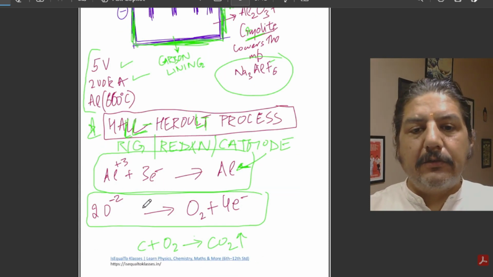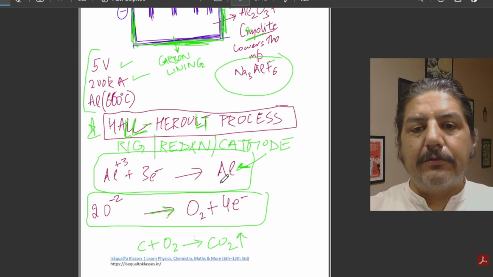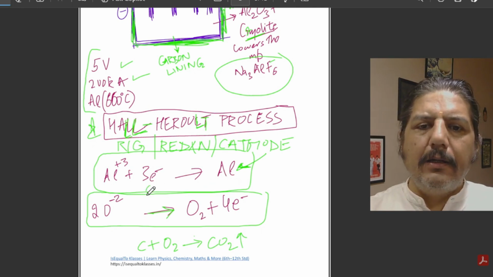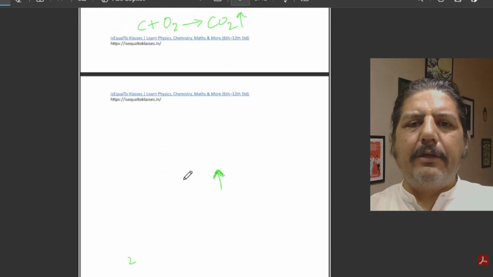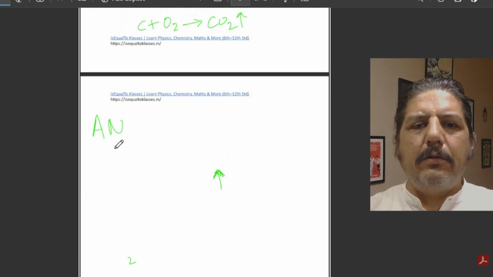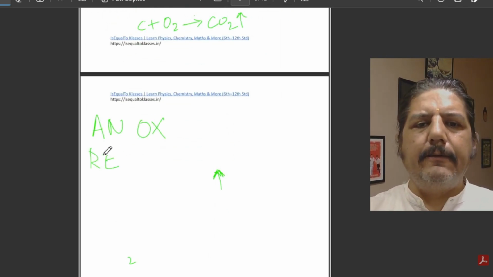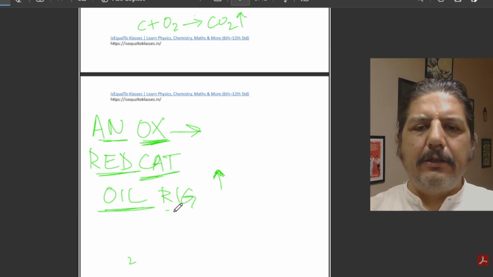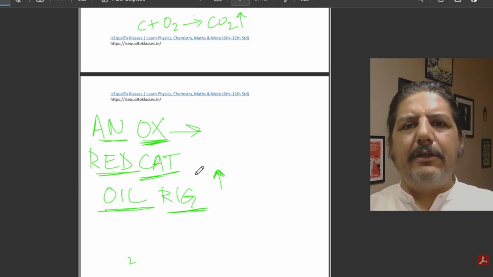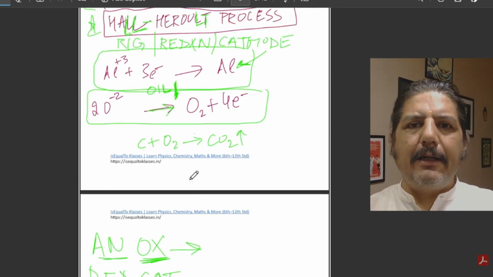This is the reaction. This is the loss of electrons. Loss of electrons is OIL. OIL is loss of electrons. AnOx. So I'm just referring to the mnemonics. AnOx, RedCat, OIL, RIG. So at anode, oxidation takes place. At cathode, reduction takes place. Oxidation is loss of electrons. Reduction is gain of electrons. So these are the mnemonics that I use, that I've explained in detail in electrolysis also.